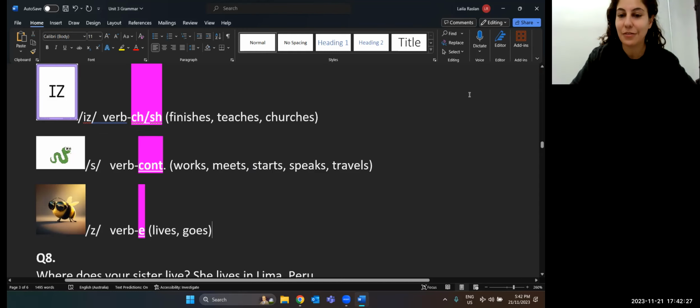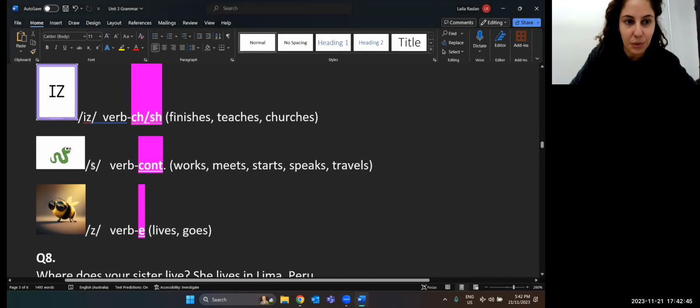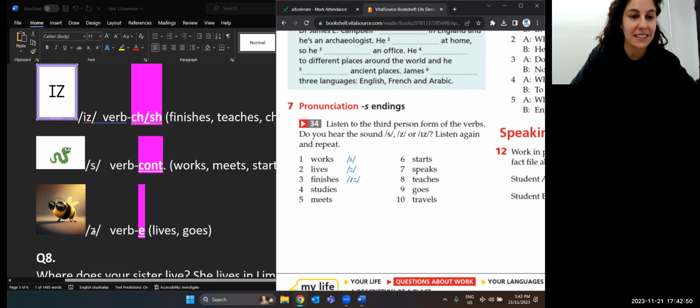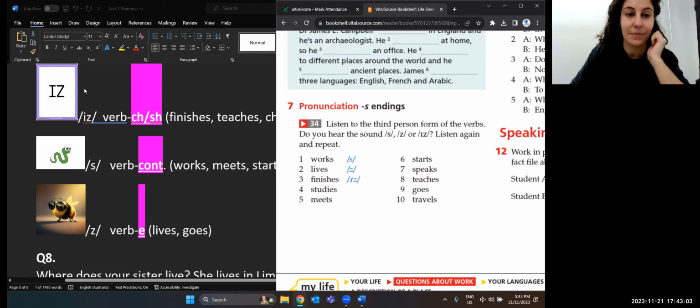Okay, so if we go back to our textbook, we're going to listen to an audio, and you're going to add the sound of that S at the end of the word. So works has that S like a snake. So it's like this symbol you need to put. Lives has that Z sound, so you put a Z. And finishes, we know because that's an action word that ends in an SH, it has the IZ sound.